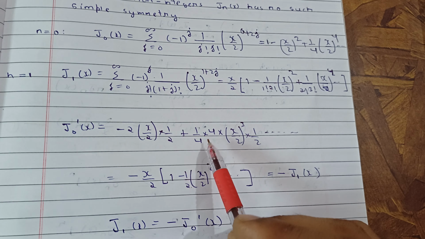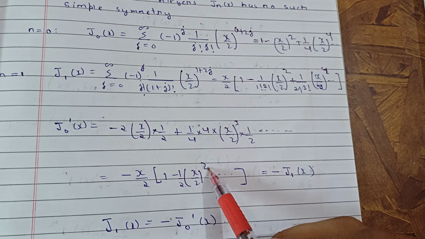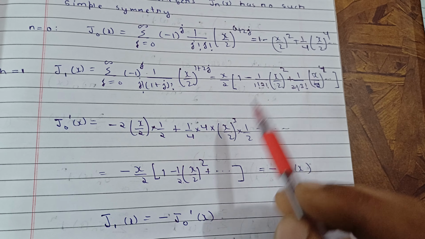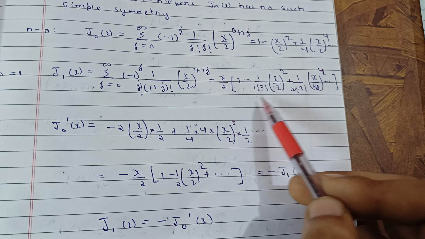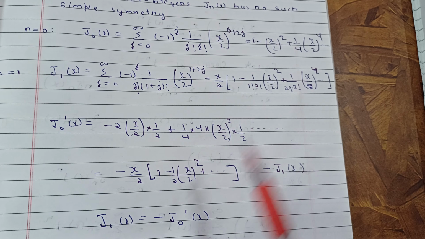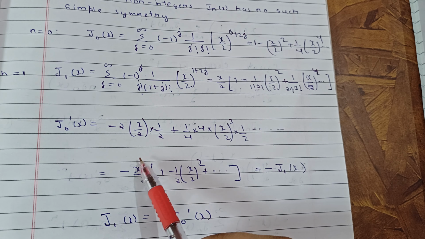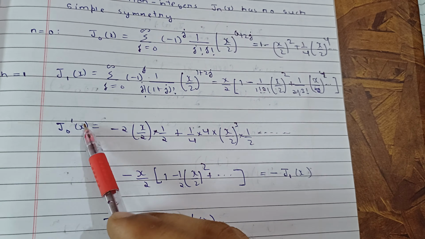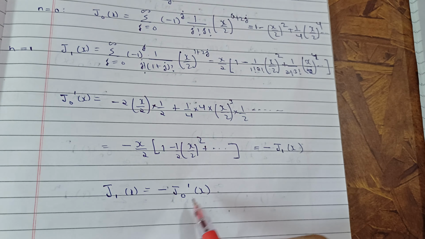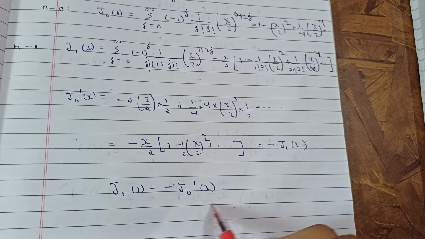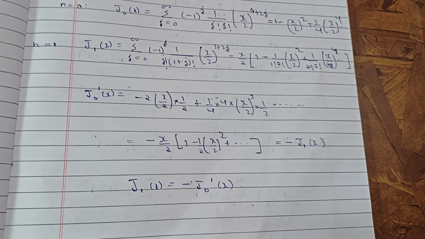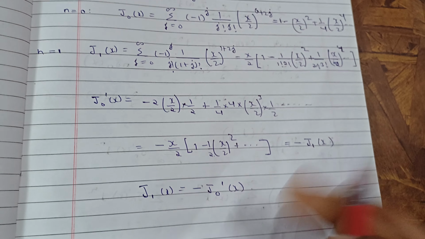It will be 1 then, and it will be 1/2 (x/2)². So after taking the minus x/2 common, you will get this series, and whatever this series is, just see here, this is nothing but J1(x). This complete series with the x/2 is nothing but J1(x). So after taking minus outside, we will get J1 again. So we can write J0'(x) is nothing but minus J1(x), and J1(x) will be equal to minus J0'(x). This is a very important result, you must remember this. So we'll use this thing, and you must remember how we get this.